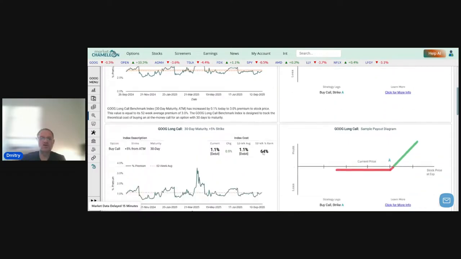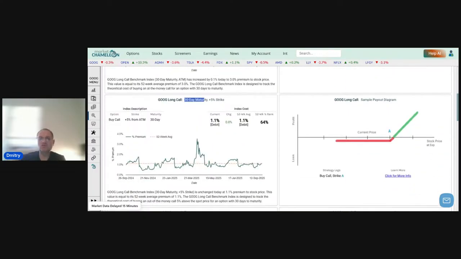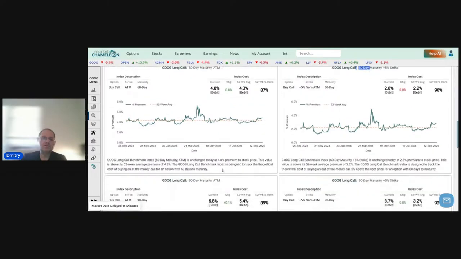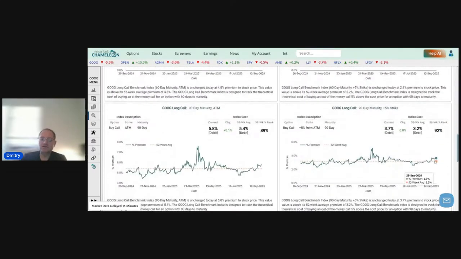Just like if we wanted to look at an out of the money call, 30-day maturity with a 5% out of the money call, we could see that one's also 1.1%. That makes sense. It's going to be less premium because the out of the money call is cheaper than an at the money call, right? So less premium, 1.1%, which is also near the average, and it's in the 64th percentile rank. If we come down, we could look at a 60-day, so further out at the money, 60-day out of the money, 90-day out of the money.